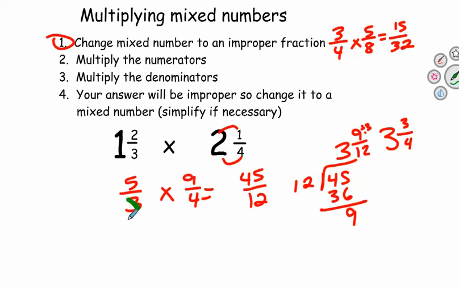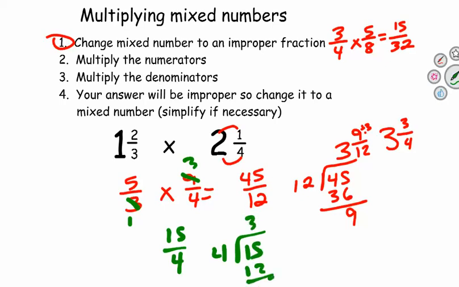Now, if you would have canceled here, look, my 3 and 9 have 3 in common, so I'm going to divide by 3, then I would have come out with 3 times 5 is 15/4. So 4 goes into 15 3 times, that's 12, 3/4 left over. Okay, so canceling is helpful, all right?